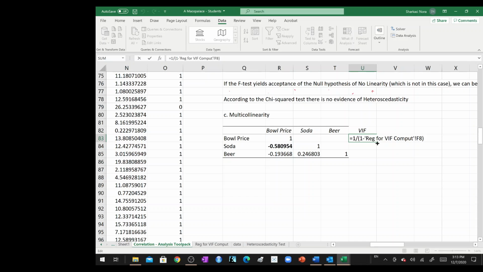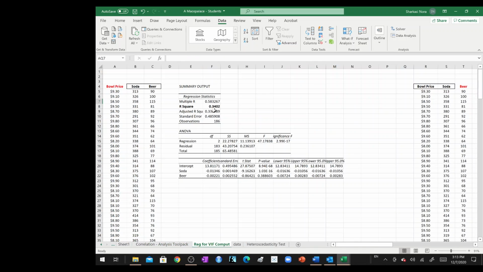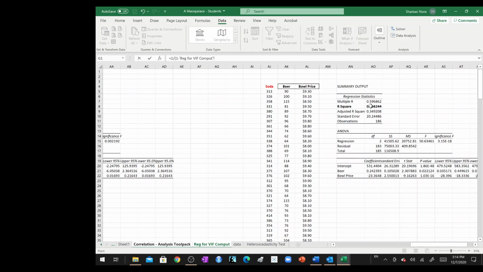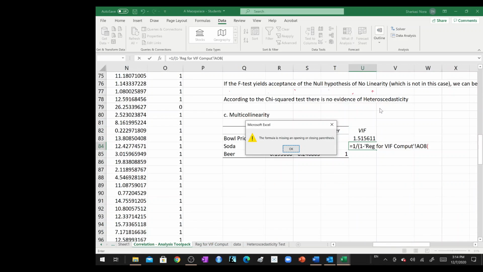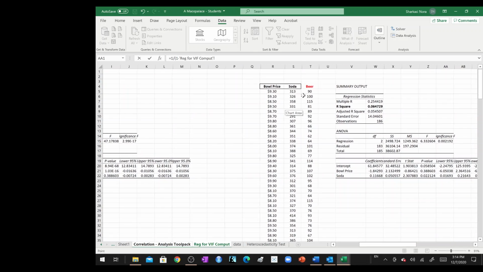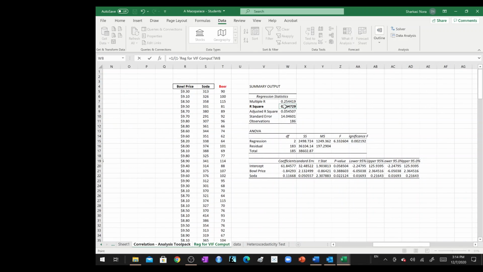1 over 1 minus the r squared when the independent variable was the dependent variable here for the VIF computation. So the next value will be the VIF for soda. So be careful with the arrangements here. It's going to be 1 over 1 minus, and it's when soda was the dependent variable. And over here is 1, again over 1 minus, when the dependent variable was beer. So 1 minus when the dependent variable was beer. So now you understand why I highlighted it in red, so that I myself won't get confused.